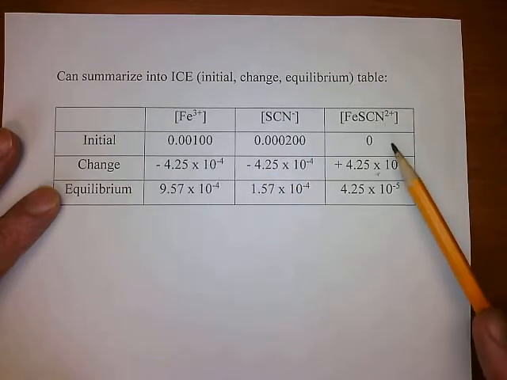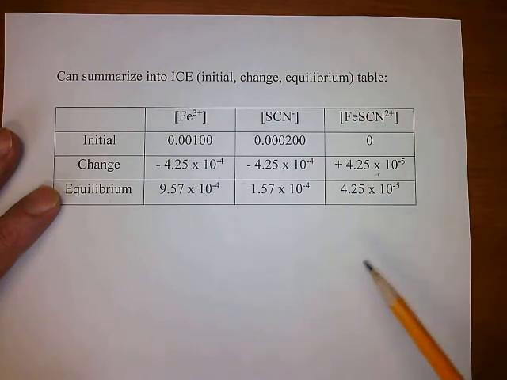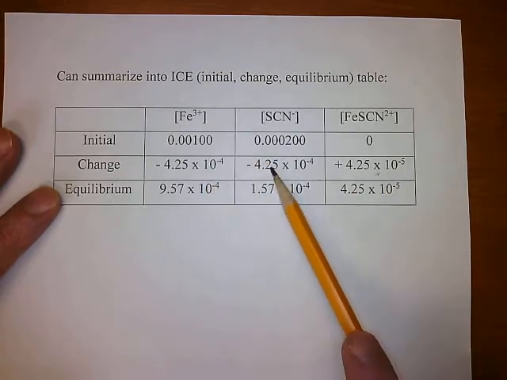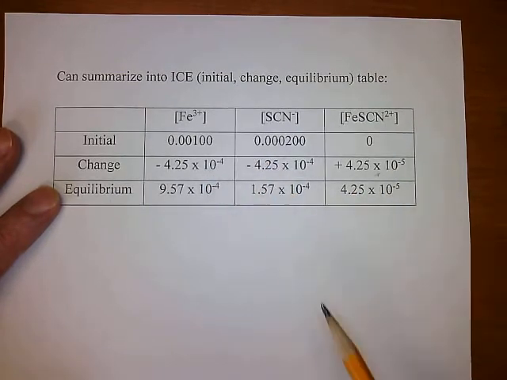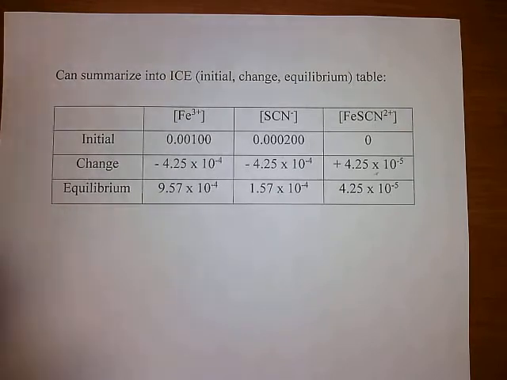So if you start with 0 and you add 4.25 to the minus fifth, you can finish with 4.25 to the minus fifth. So we add it here, and in this case, we subtract, and that gives you these equilibrium concentrations, and you go and plug them in. And that concludes this video.